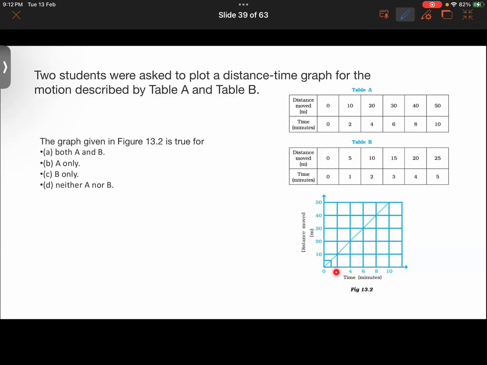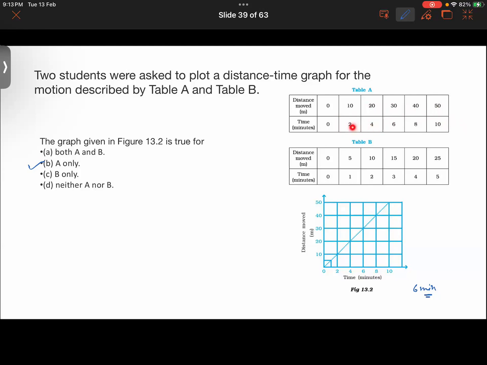Okay, okay. Sundus, you tell me. After 6 minutes, how much distance was covered? 30 meters. Very good. So it is A only, right? Because we can see that it is related to the data provided in table number A.